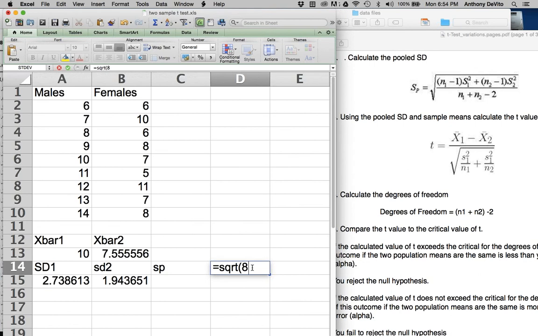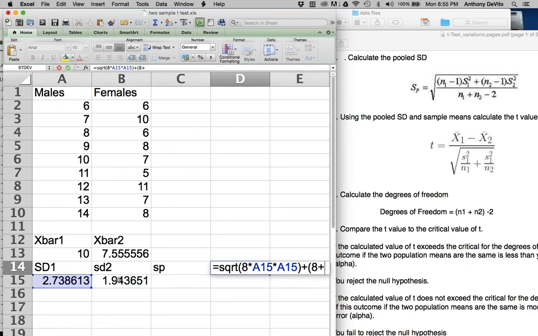Okay, 8 times 2.7 times 2.7. Okay, that's the standard deviation squared. Plus, n2 is 9, that's 8. Put that in front, 8 times the standard deviation 2 squared.